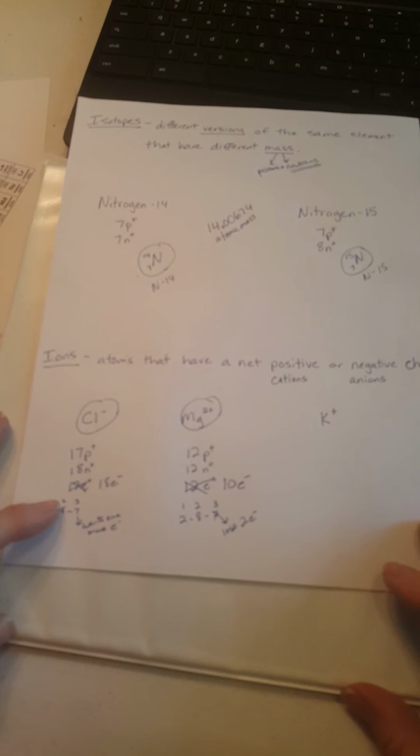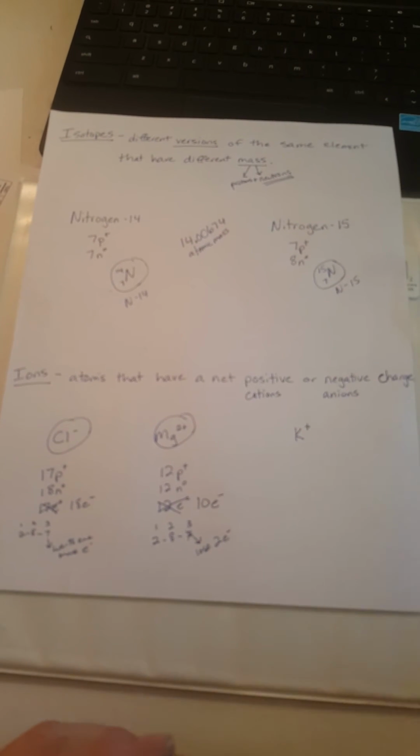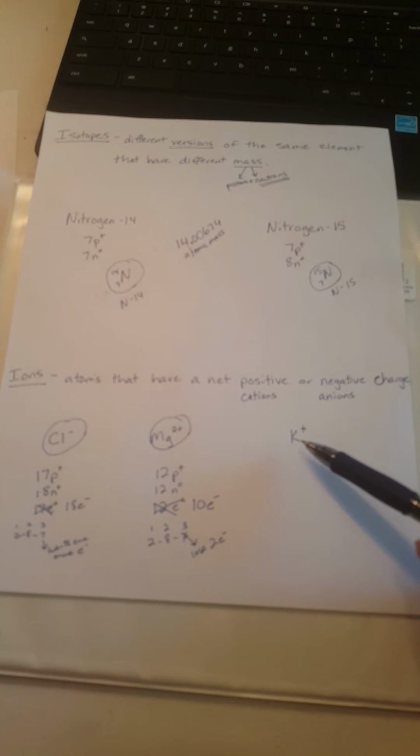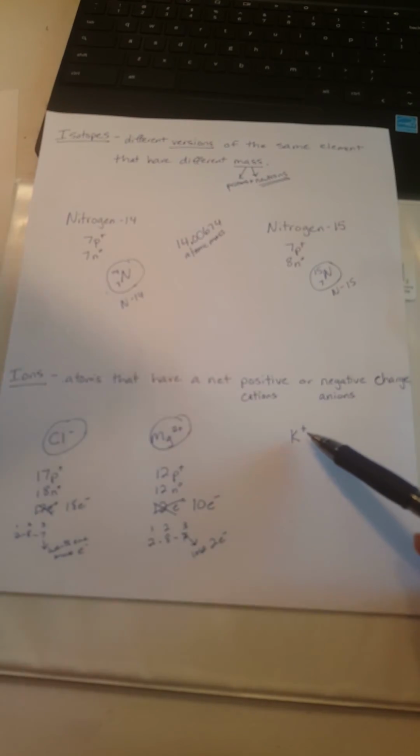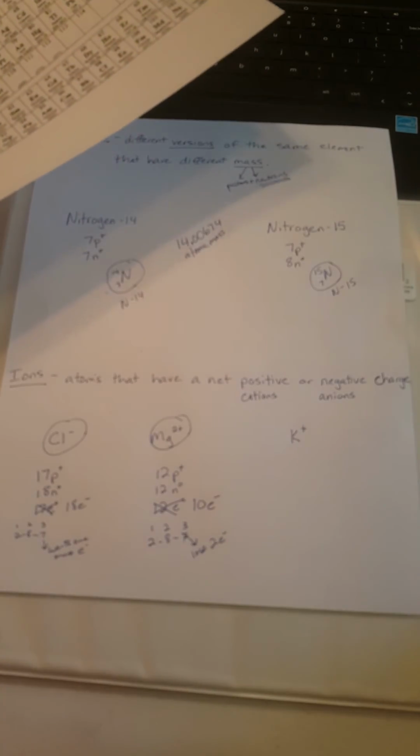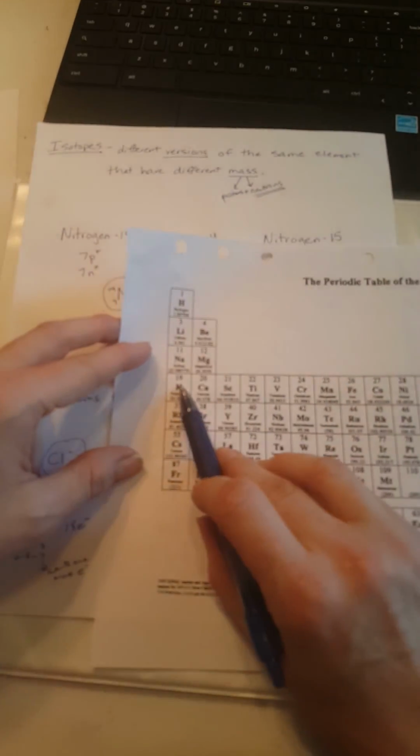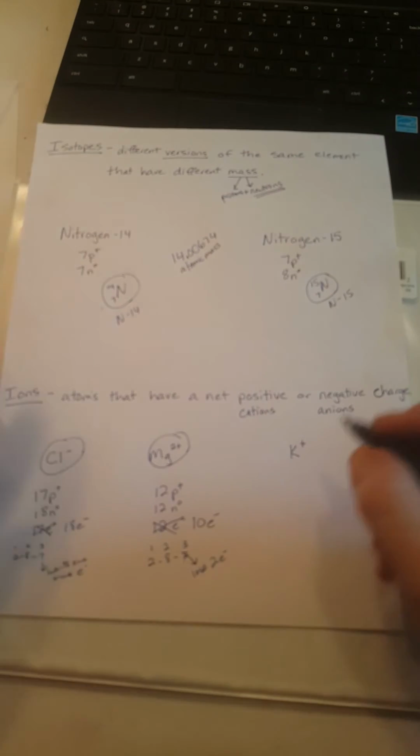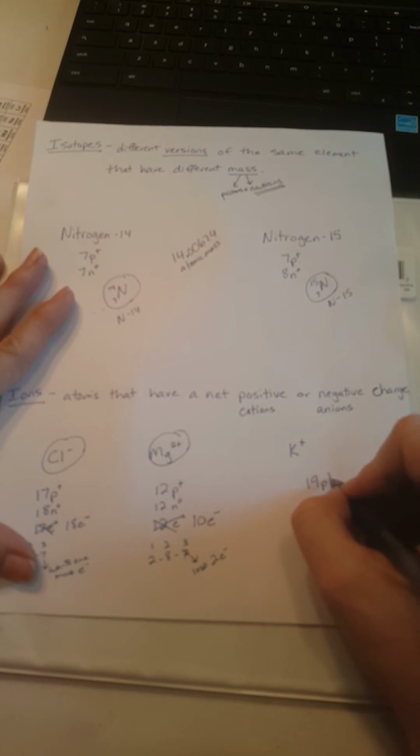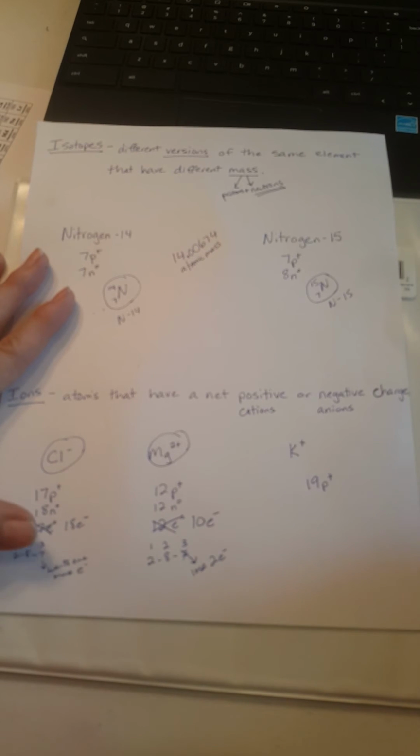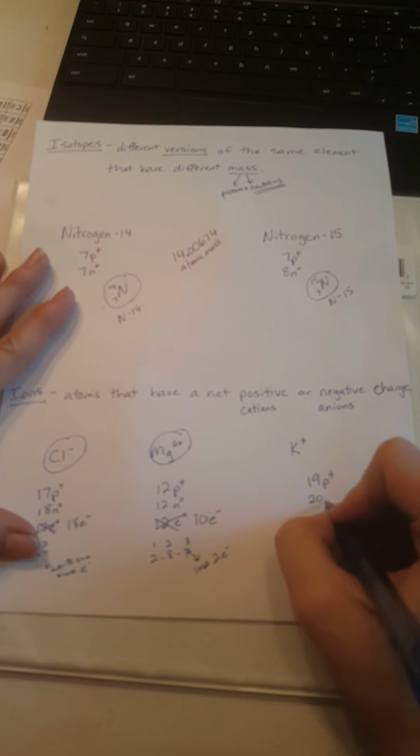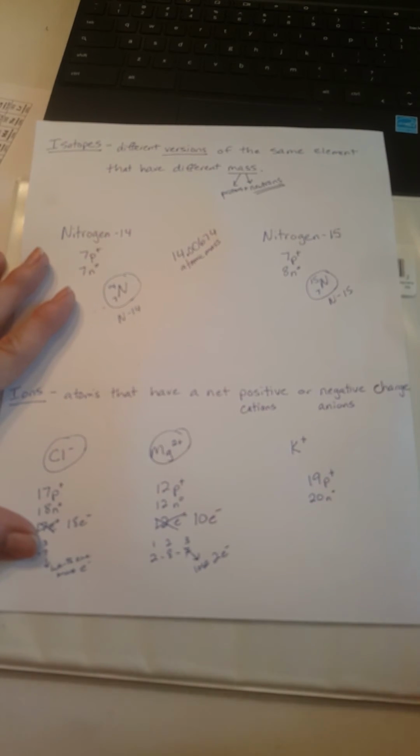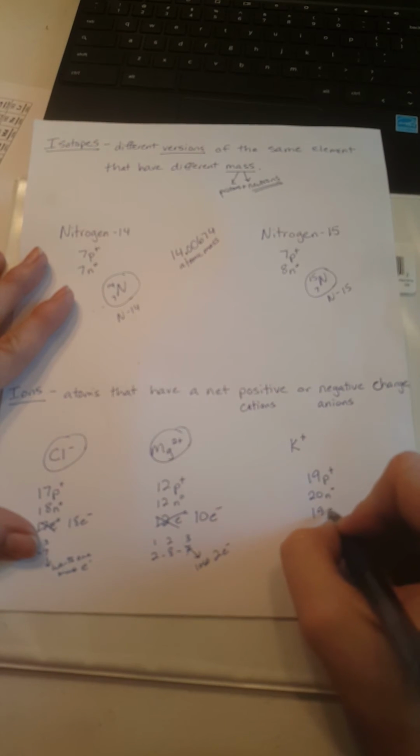All right, if you would like to pause the video, I suggest you do so and try to do potassium. This is a potassium with a +1 charge. So it has 19 protons. It has a mass of 39, so that's 20 neutrons most likely. And if it was neutral, it would have 19 electrons.